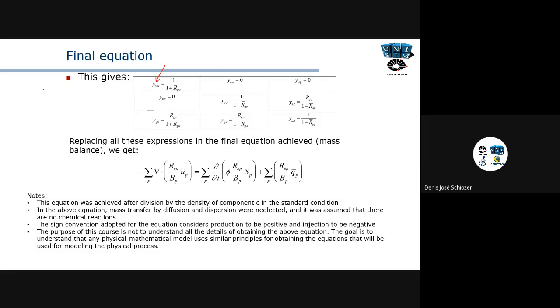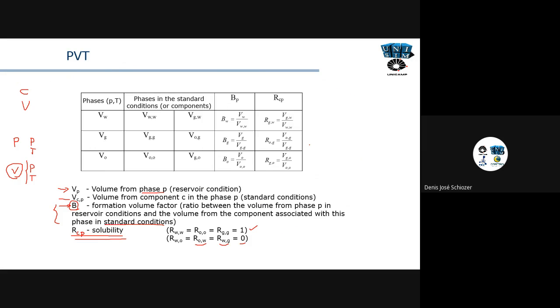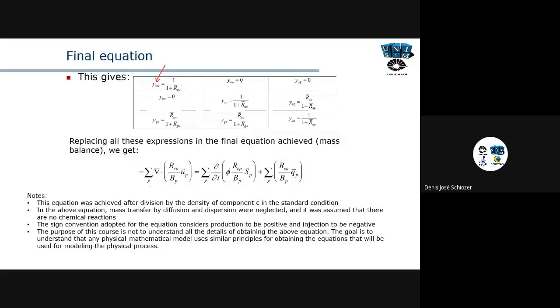So instead of writing this equation here, we would have to convert all the VCPs into the variables that we know from the laboratories, okay? So we have this, which is the same equation as before, but written in terms of the conditions that we know in laboratory. Here is, again, the solubility of the component in the phase, and here is the formation volume factor of the phase to convert to the standard conditions. So this term here, again, is the same thing that we have seen before. It's the amount of the phase that's going in and out of the solution.